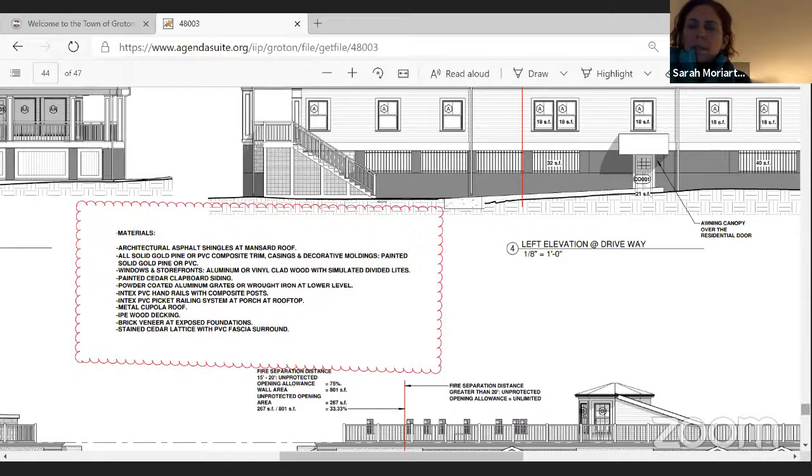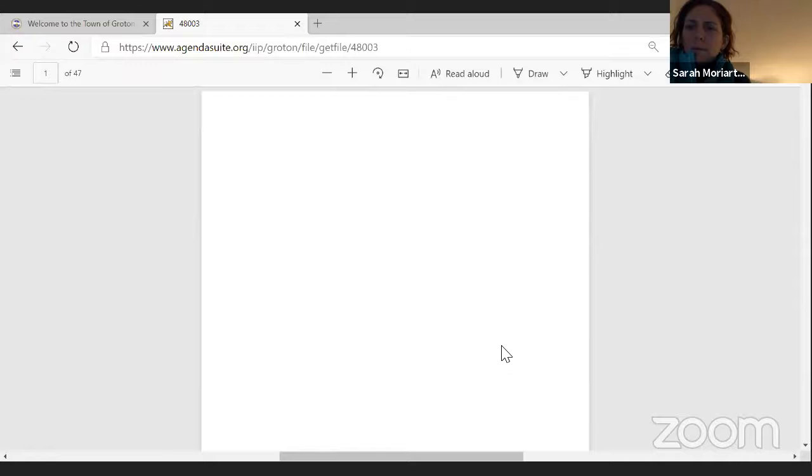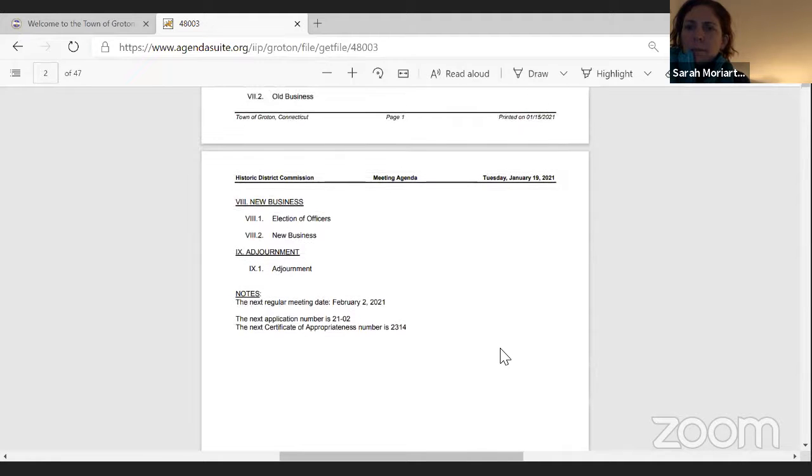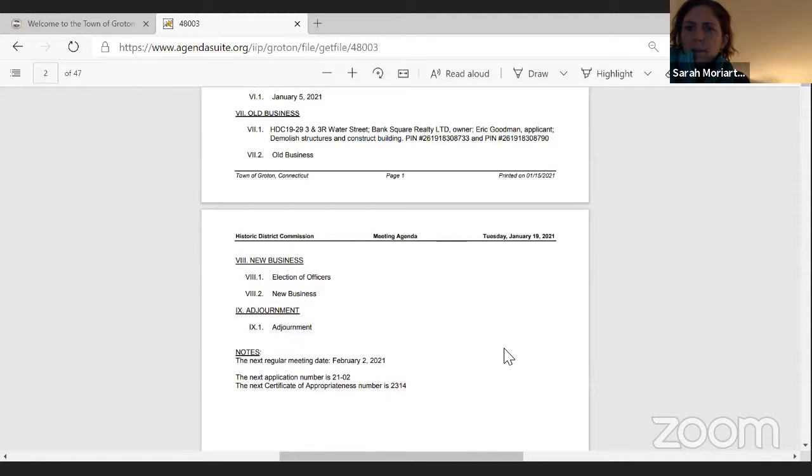Other old business? Election of officers. I would say we still table that. Any objections? No, it's fine. All right, any new business? I think we have two new members coming on. Well, that's what holds up the election of officers. Let's wait till everybody gets seated.